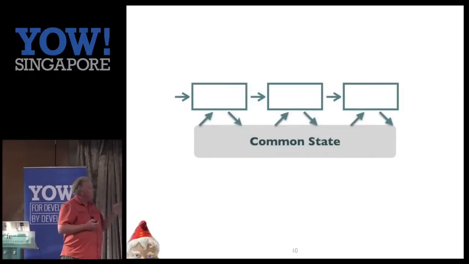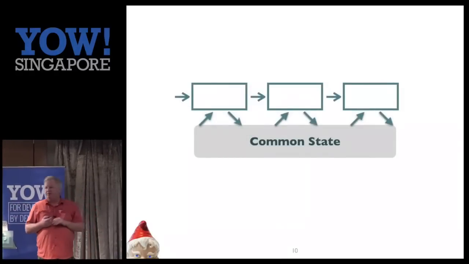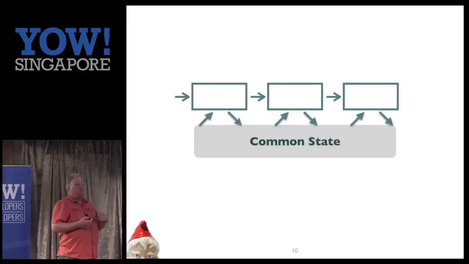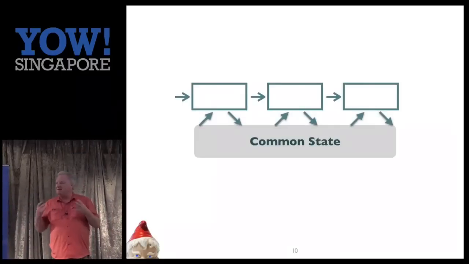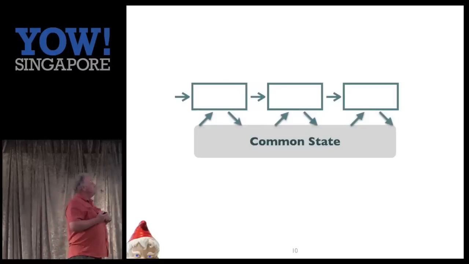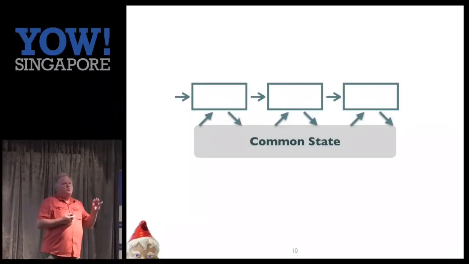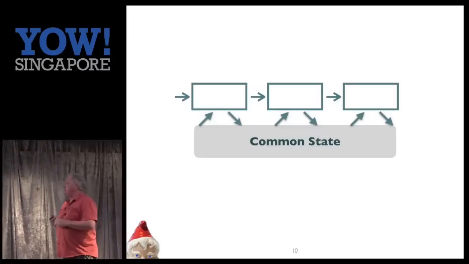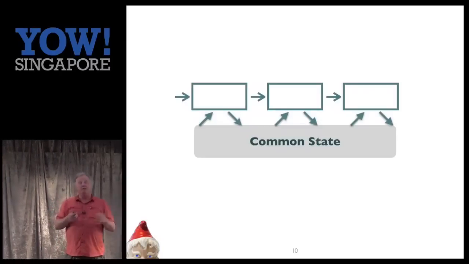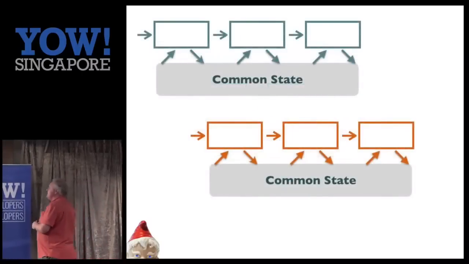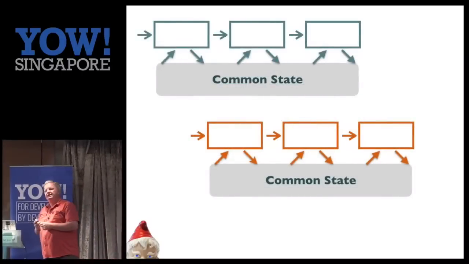Now, processes can share state, but you only want them to share state if they are effectively the same process, if they're related processes. So you can actually have a chain like this, a chain of transformations where processes are updating a common state or reading from a common state. And of course, you can have multiple sets of this common state.